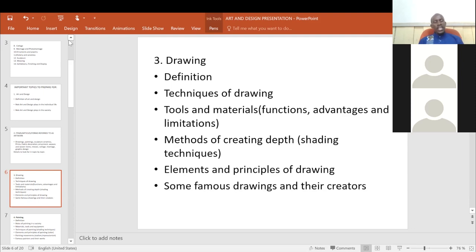Then, in line with the recent trends in the examination, the candidate must also be able to mention some of the famous drawings and their creators. It is of importance that the candidate does more research. When you're talking about a drawing, what are some of the world's famous drawings? And who created these drawings?